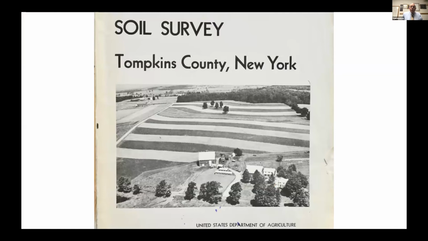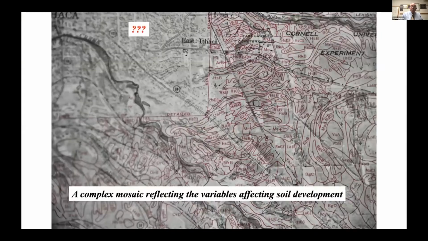This is the front of the Soil Survey Handbook for Tompkins County in New York, where I live. And here is a soils map adjacent to Ithaca, New York. Look at this mosaic of soils. We've got this complex mosaic that reflects the interaction of all of the different variables that are affecting soil development, including things like where it occurs in the landscape. Look at this. Here, within the Ithaca city limits, we don't have anything. There is no soil mapping.